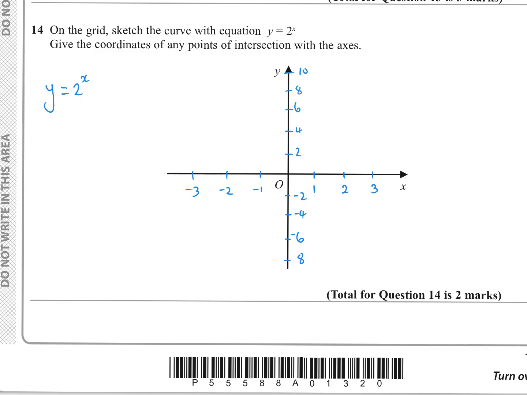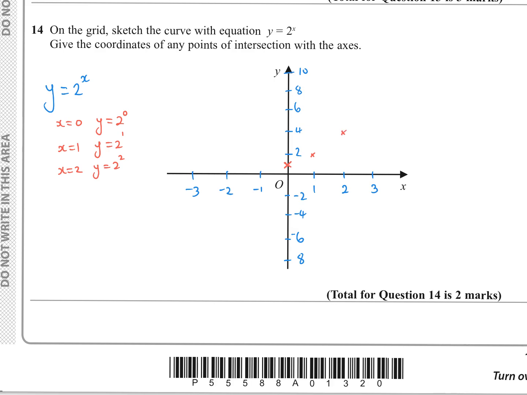So let's have a look at what we've got first. When x is 0, we're going to have y equals 2 to the power 0, or anything to the power 0, that's going to be 1. And we're going to mark that off here. When x is 1, we're going to have y equals 2 to the power 1, which is just 2. So when x is 2, we're going to have y is 2 squared, which is 4.